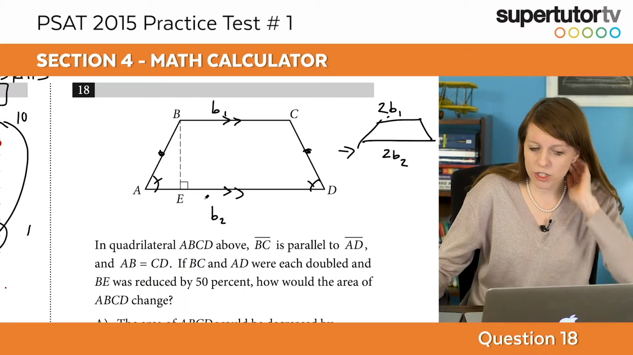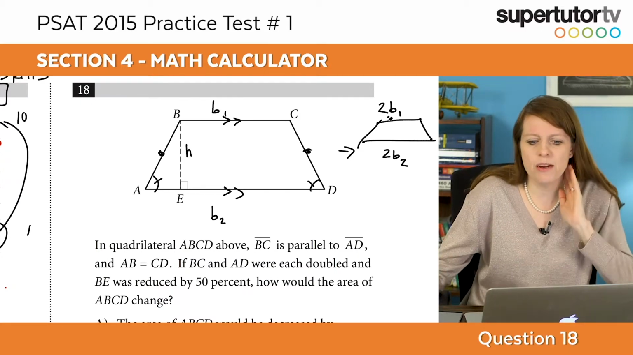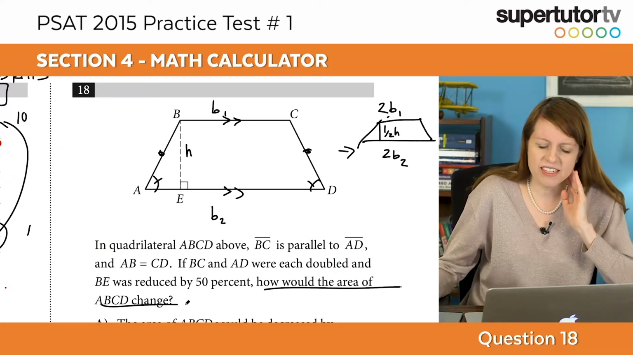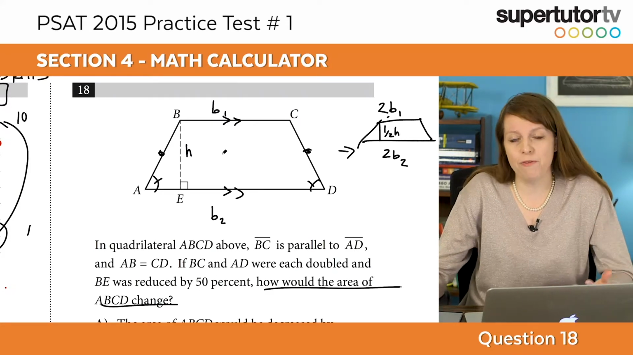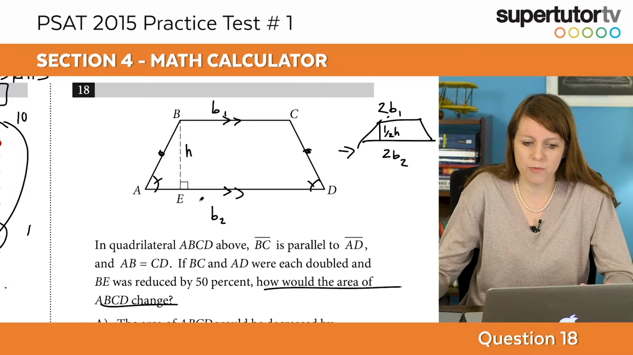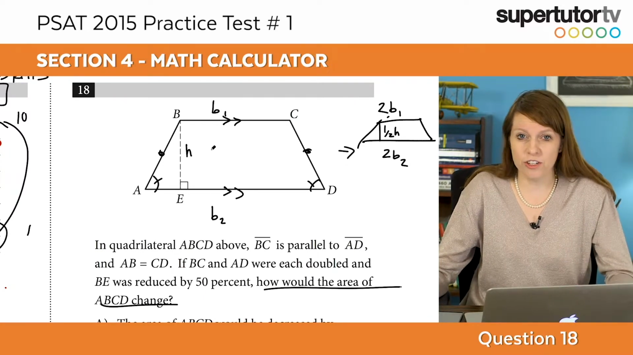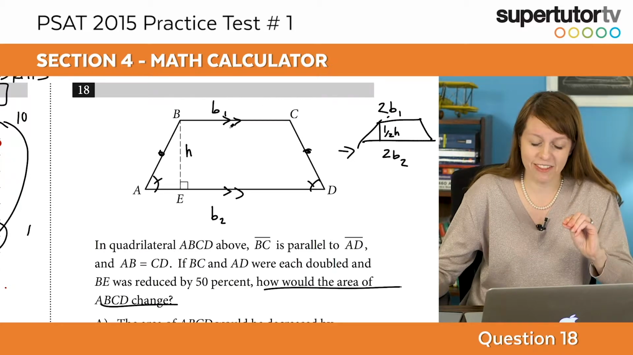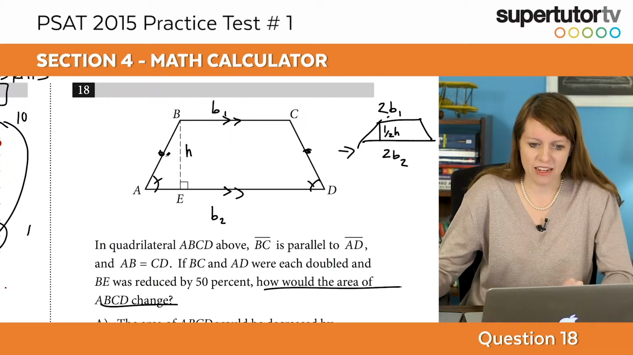And BE was reduced by 50%. I'm going to label that H, and then I'm going to label this 1/2 H, okay? How would the area of ABCD change? So what I'm going to do first is find the area of each of these in terms of B1, B2, and H. All of you should know that the area of a trapezoid is 1/2 the sum of the bases times the height. So basically, if I found the average of the bases times the height, that's going to give me my area.